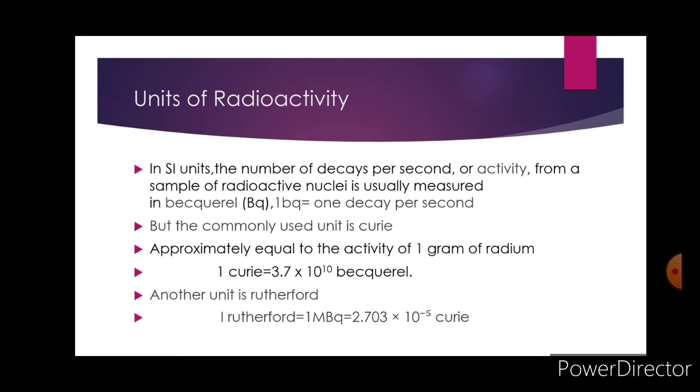Another commonly used unit is the Curie, and it is approximately equal to the activity of 1 gram of radium. There is also another unit known as Rutherford. The connection between them is listed here: 1 Curie is equal to 3.7 into 10 raised to 10 Becquerel, and 1 Rutherford is equal to 1 mega Becquerel, which is also equal to 2.703 into 10 raised to minus 5 Curie.